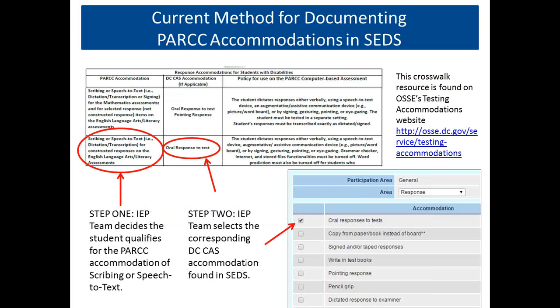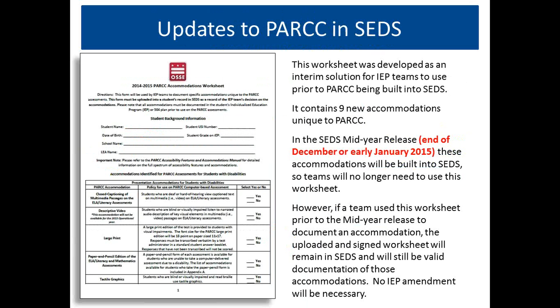And I'm just going to remind you about how to use the crosswalk documents that I talked about in the October webinar. Here I have an example of, let's say there's a student who qualifies for the PARCC accommodation of scribing or speech-to-text. If that's the case, then what you would do in SEDS is use this crosswalk to see what the equivalent accommodation is in SEDS, and you can see here that it's actually called oral response to test, so it has a different name than what it should be called under PARCC, but you would go ahead and check that box as a substitute for, and it will mean the same thing as the actual PARCC accommodation. So that's how you would use that crosswalk.